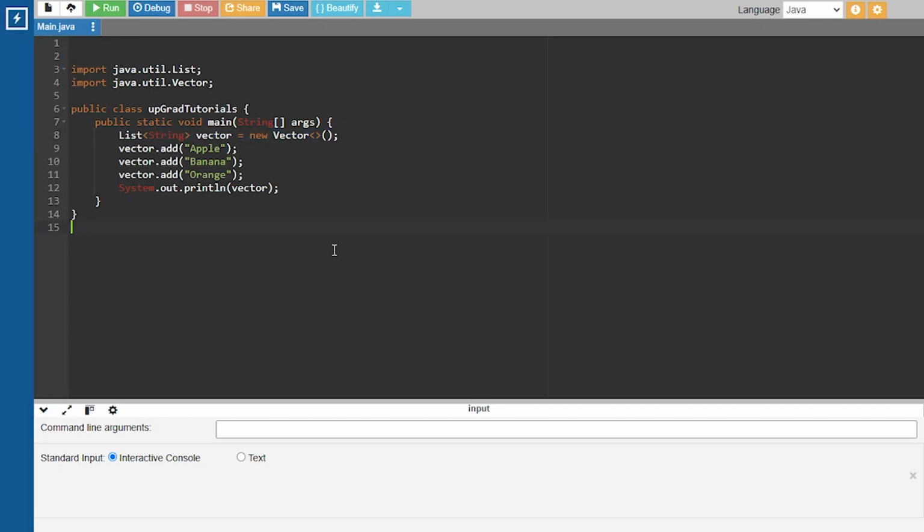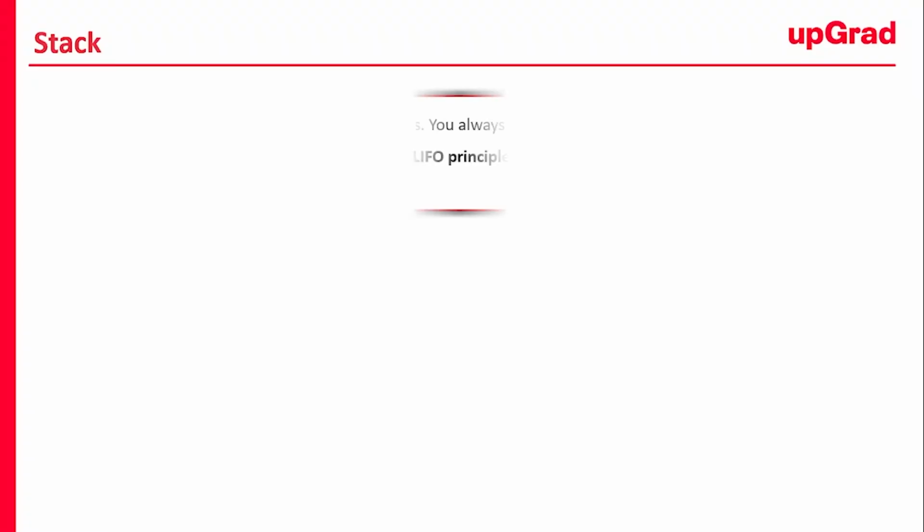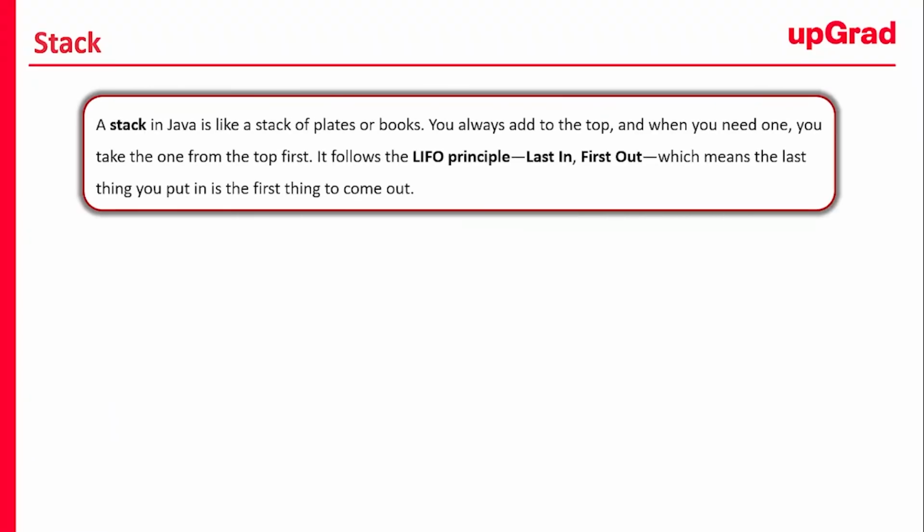So now let's understand stack. A stack in Java is like a stack of plates or books. You always add to the top, and when you need one, you take the one from the top first. It follows the LIFO principle, that is last in, first out, which means the last thing you put in is the first thing to come out.